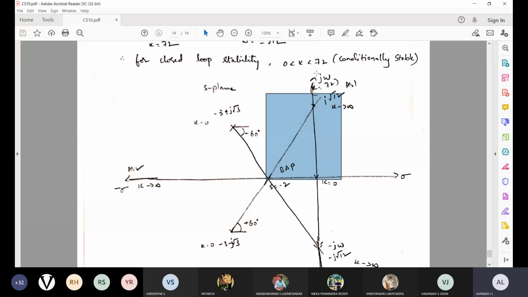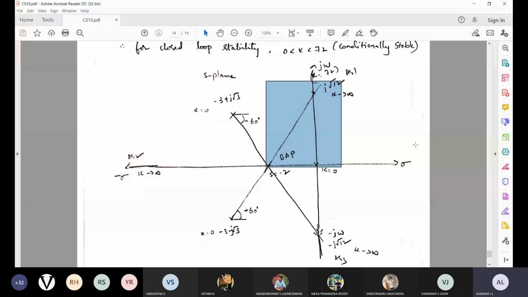Please make a note of this, all of you. All of you please write this particular root locus diagram. If anybody has any doubt, please ask me and I will explain it once again. I will give you 2 minutes. Please write this diagram and analyze it, and if you get any doubt, please ask me.